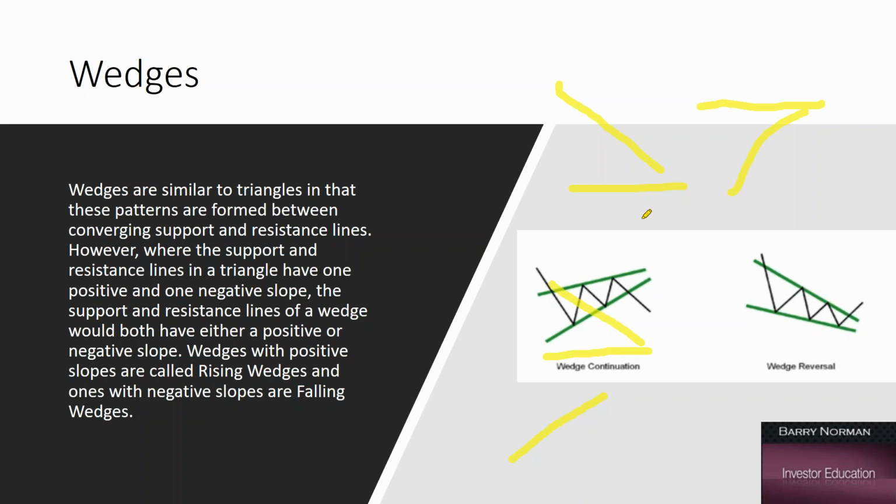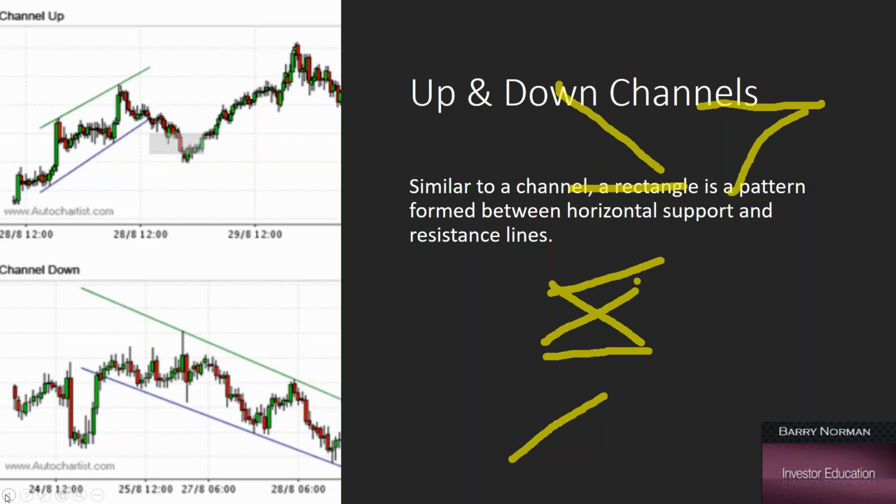The only difference between a triangle and a wedge is when both lines are sloping, and even though they're forming in together, instead of this being an ascending triangle, it's a wedge. It's a continuation wedge because it's still forming the triangle, but it's forming a wedge because both of the lines are converging together. You don't have a horizontal line as the top or the bottom. So let's go back and look at triangles again, and we'll try to see the difference real quickly.